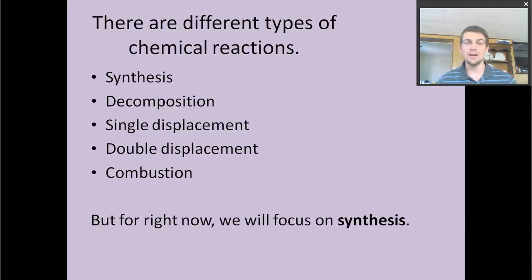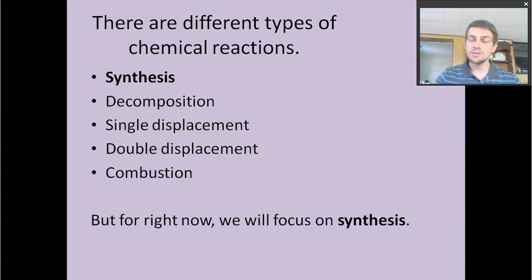Now, there are actually a lot of different kinds of chemical reactions out there. We have synthesis and decomposition, and single displacement, and double displacement, and combustion. But right now, we're just going to focus on synthesis reactions. We might get into a couple of these others in the next few lessons. But for right now, we're just going to look at synthesis reactions.